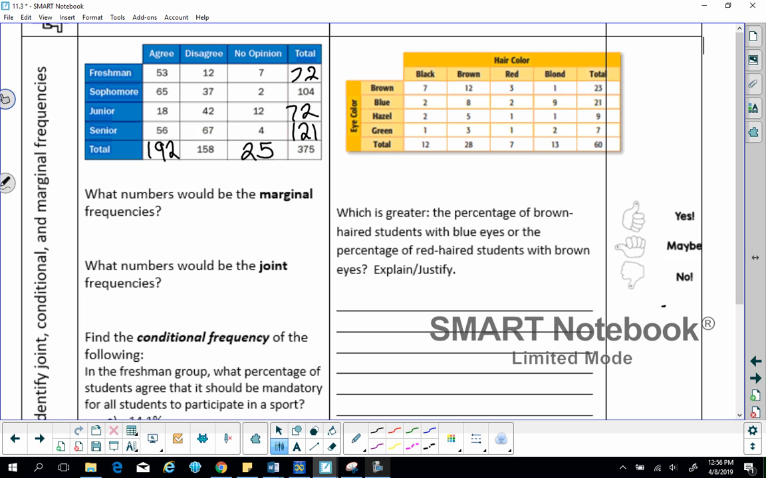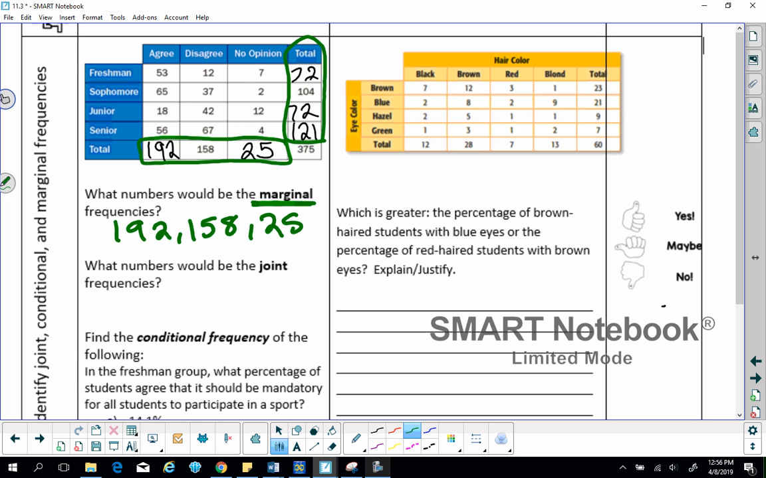So out of those, which numbers would be the marginal frequencies? Everything except the totals. So all the outside, right? So all these ones are my marginal because they're on the outside. So my numbers that are in green are the marginals. So 192, 158, 25, 72, 104, 72, 121. So all the outsides besides both of the things being total are your marginal. This is going to be on your quiz today.